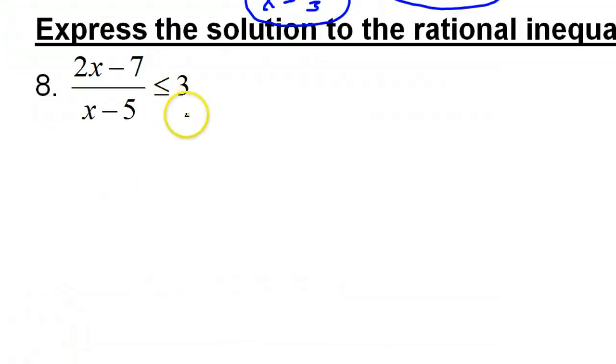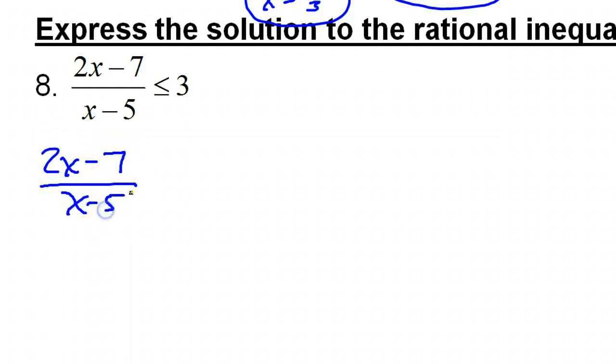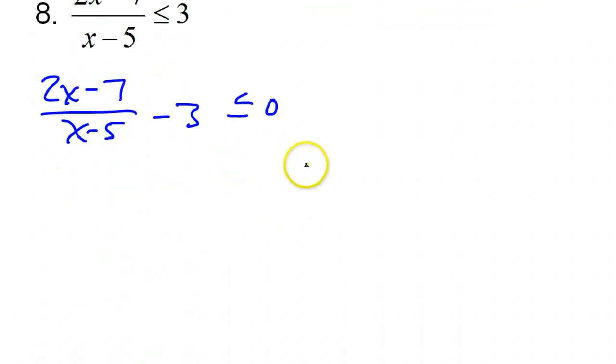All right, so here comes an inequality. We handle those a little bit differently than equations. We need 0 on one side. So if I subtract 3 from both sides, I have (2x minus 7) over (x minus 5) minus 3 is less than or equal to 0. Now, I can't multiply through by x minus 5 like I would if this was an equation. Instead, I need like denominators so I can put this together in one fraction.